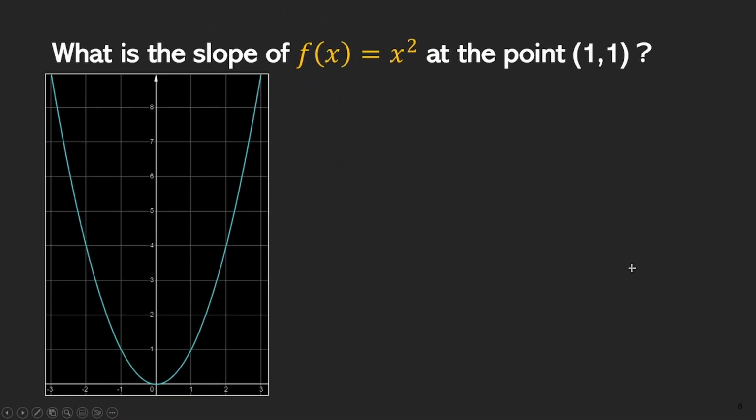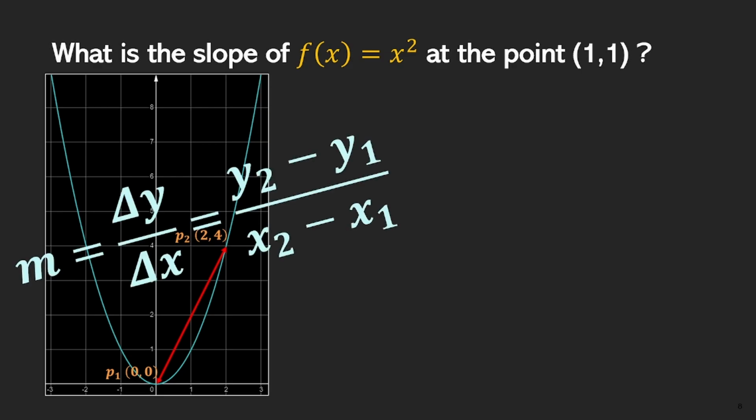Okay, so knowing that, let's ask the question, what is the slope of f of x equal to x squared at the point (1, 1)? Alright, so let's pick 2 points. Let's pick point 1 to be a point that is 1 unit to the left of the point we're looking for, and then another point 1 unit to the right of the point we're looking for. And then what we'll do after is draw a line that intersects the function at only these 2 points, and then do rise over run on that line.